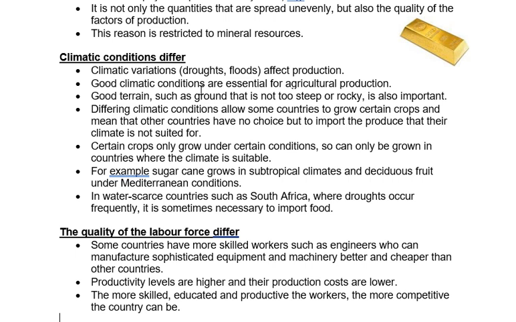So in terms of agriculture, the climate has to be just so for agriculture to really be successful. Good, stable climatic conditions are essential for agricultural production. Too much rain, too little rain, too much wind, not enough wind, hail, pests, anything like that is going to affect the production in the agricultural sector.